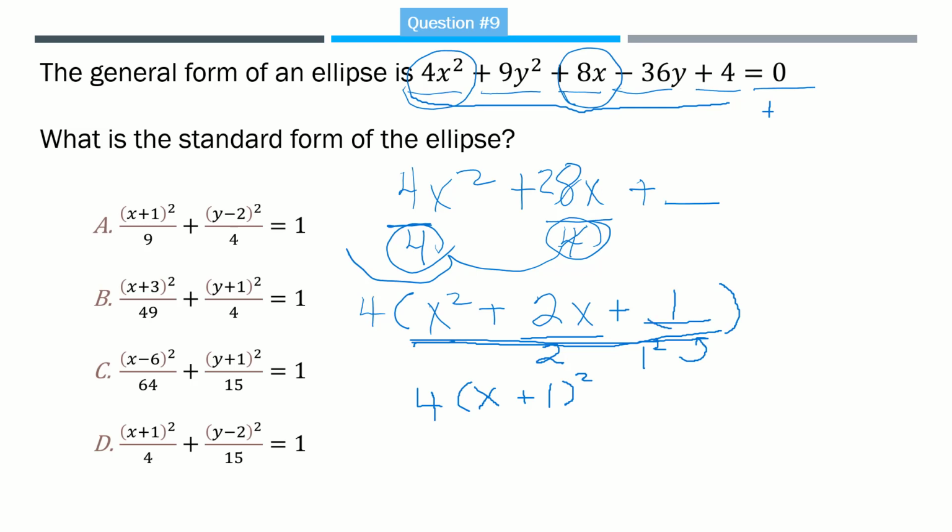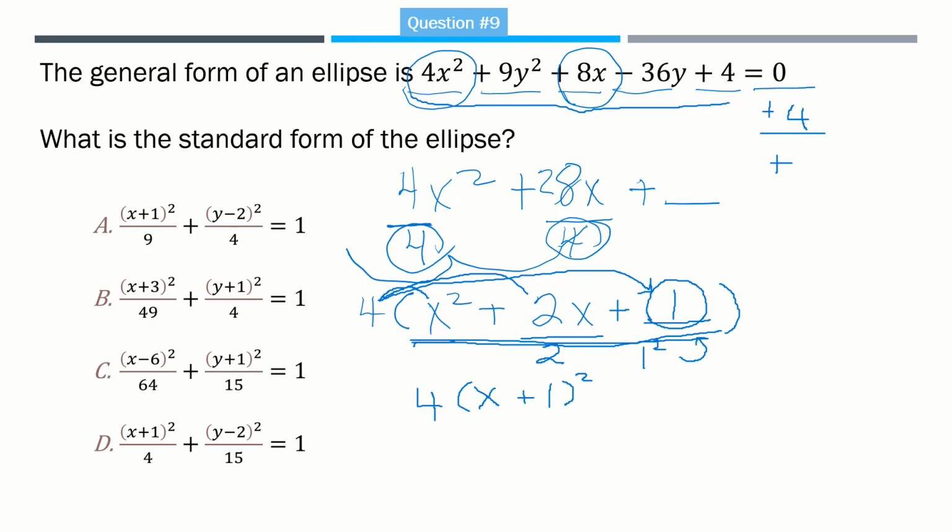Now, normally we would just say we added 1 to the left-hand side, so we'd add 1 over here. But we didn't just add 1. Since we factored that 4 out, if we distribute it back in, we'll get 4x squared plus 8x plus 4. So we're really adding in 4 to the left-hand side. So we need to add 4 to the right-hand side.